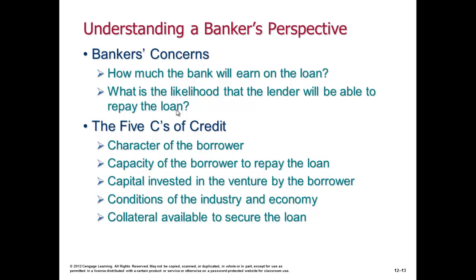So there are 5 C's of credit that bankers use. These are real 5 C's. If you talk to a banker, they'll tell you, yes, sir, we look at these things when we're considering loans. Character of the borrower, capacity of the borrower to repay the loan, the capital invested in the venture by the borrower, conditions of the industry and economy. Is it a good industry? Is it a good economy? Right now, some are good, some are not. And then is there collateral available to secure the loan?